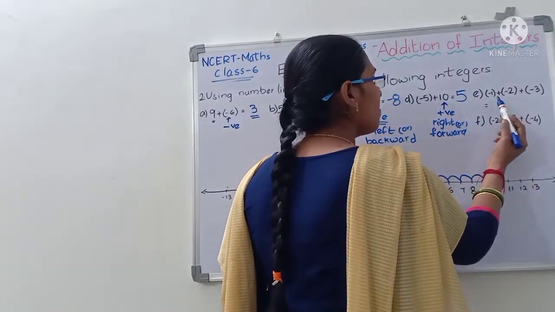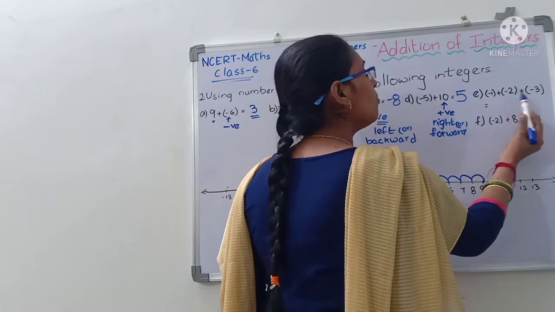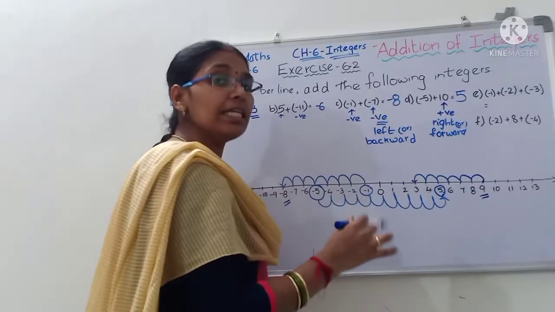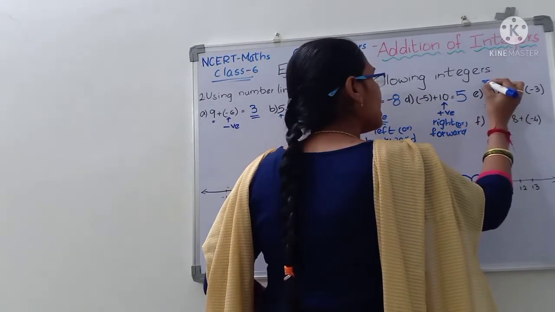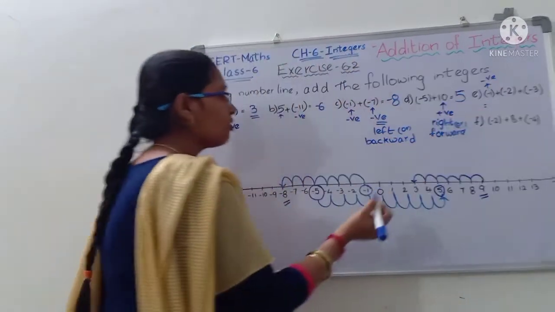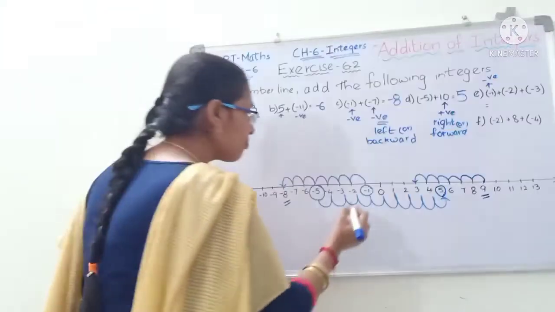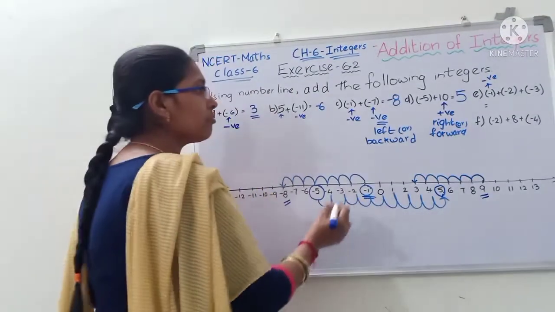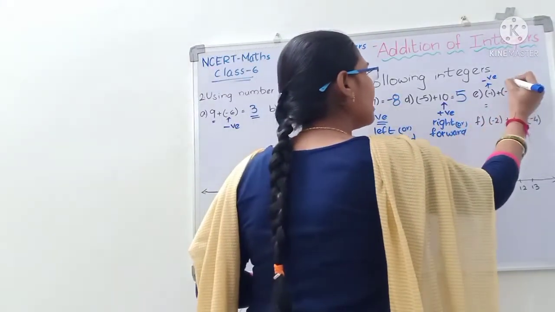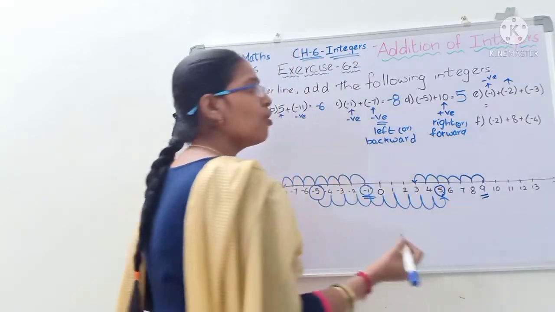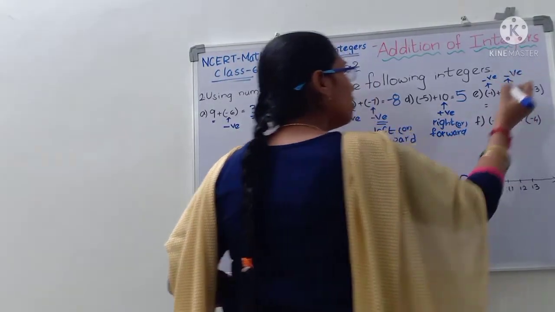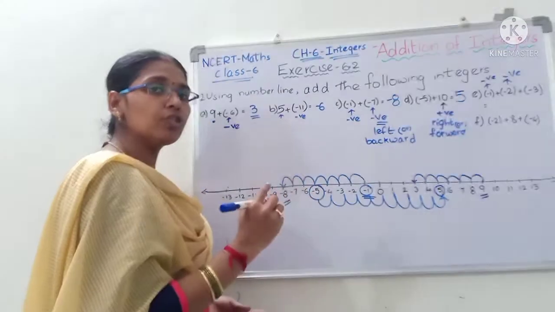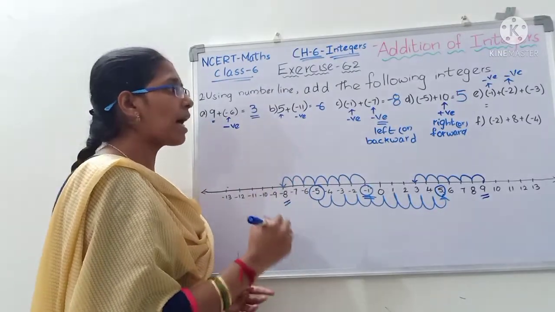Next question, children. Minus 1 plus minus 2 plus minus 3. Here we are adding 3 numbers, 3 integers. What is the first number, children? Minus 1. Minus 1 is a negative number, so it will be left side of 0. Minus 1 is here. What should we add here for minus 1? We should add minus 2. Minus 2 is, yes, correct, a negative number. So how should we move? Yes, we should move backwards.